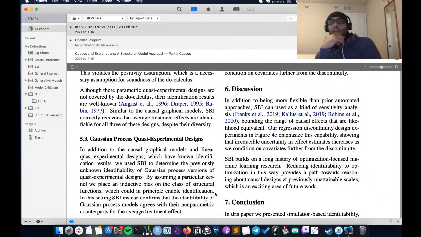So in addition to being more flexible than prior automated approaches, SPI can be used as a kind of sensitivity analysis, bounding the range of causal effects that are likelihood equivalent. Our regression discontinuity design experiments in Figure 4c emphasize this capability, showing that irreducible uncertainty in effect estimates increases as we condition on covariates further from the discontinuity.